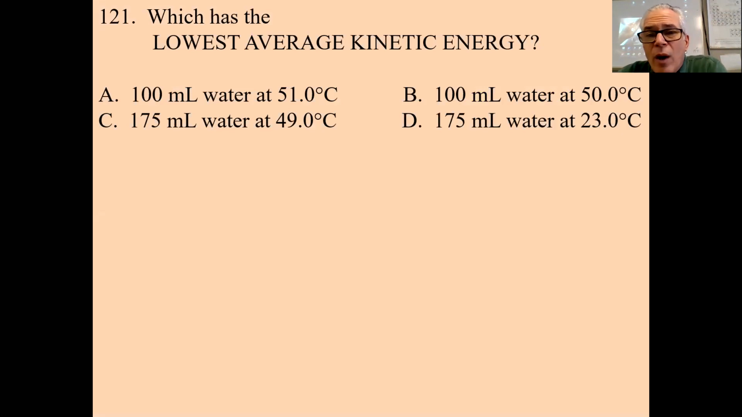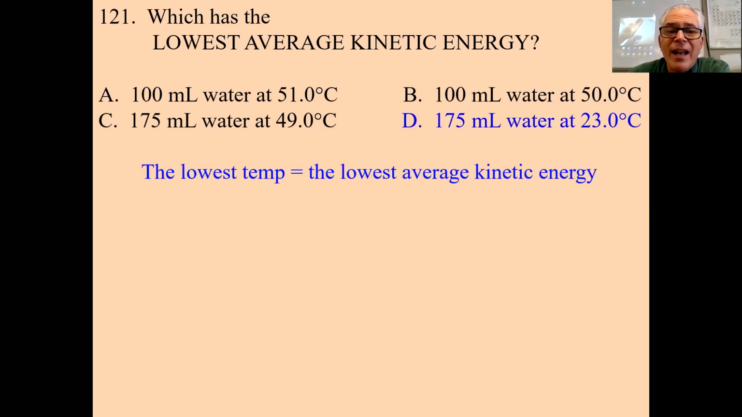Now, this is an old Regents question. Which of these 4 samples has the lowest average kinetic energy? Now, we get different volumes, different temperatures. This is very confusing, right? No, it's not. Average kinetic energy. Temperature's down, kinetic energy's down. So we're looking for the lowest temperature without any problem. The lowest temperature will have the lowest average kinetic energy.